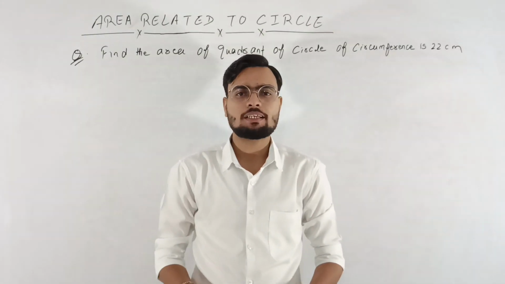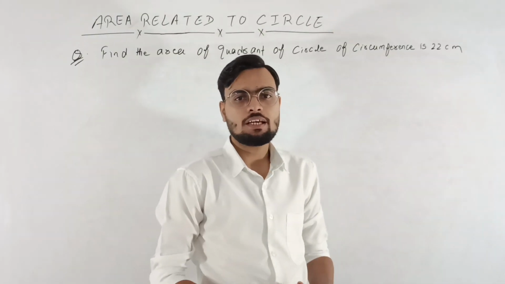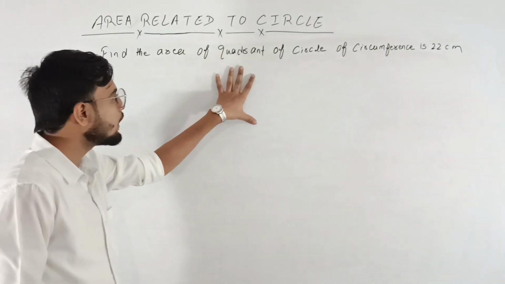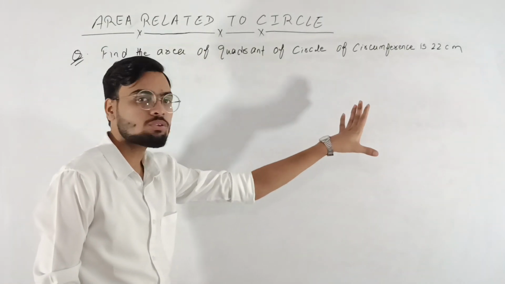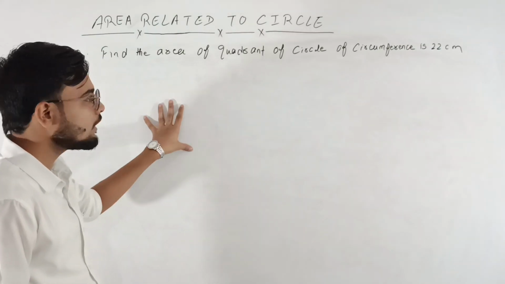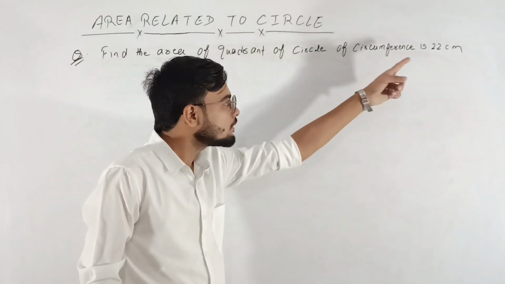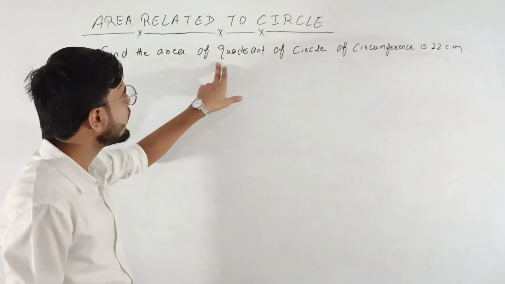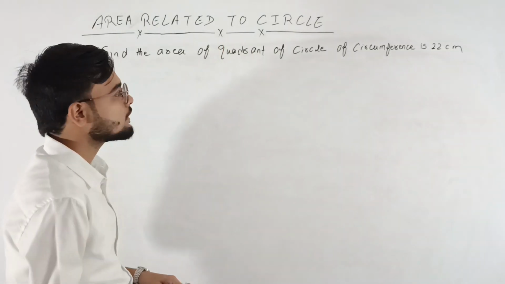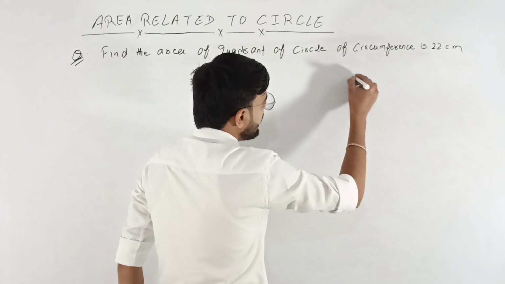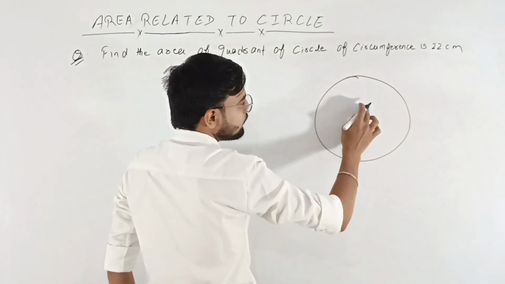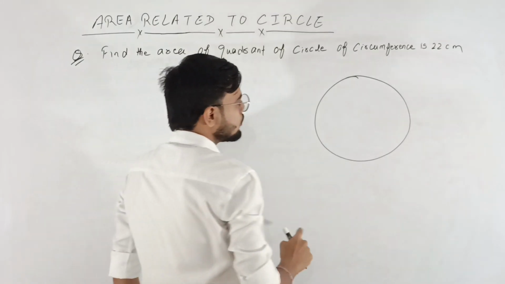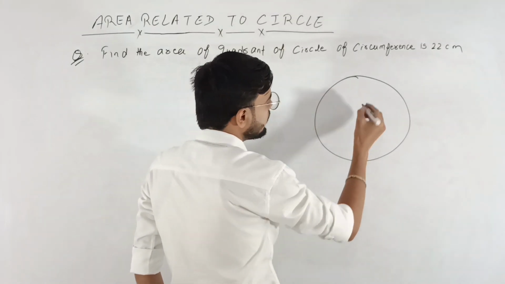Okay. Now let's practice some questions related to this area of sector and segment. So the first question is, find the area of a quadrant of a circle of circumference 22 centimeter. The question said that there is a circle whose circumference is given, 22 centimeter, and we have to find the area of a quadrant of the circle. Quadrant means 1 by 4th part of a circle.